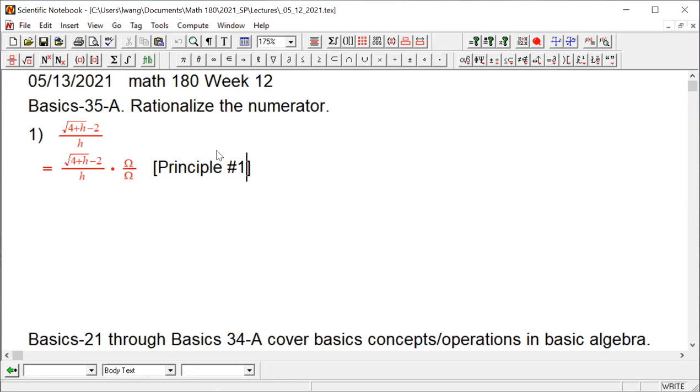Principle number 1, anything times 1. Remember, this is an expression. This is just a statement. This is not an if statement, okay? This is a statement.